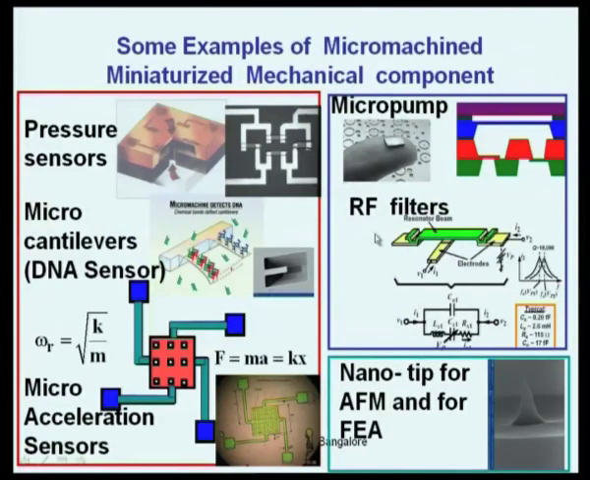Now, some examples of micro machined miniaturized mechanical components. I am just showing this in one slide to give a glimpse of some of these devices. For example, here you have just a three-dimensional schematic of a pressure sensor. And here you have a photograph of the pressure sensor chip, part of that shown here. The white what you see is the aluminum interconnection, and there are four resistors located here, 1, 2, 3, 4. So, the entire trick here is to realize four resistors on a membrane.